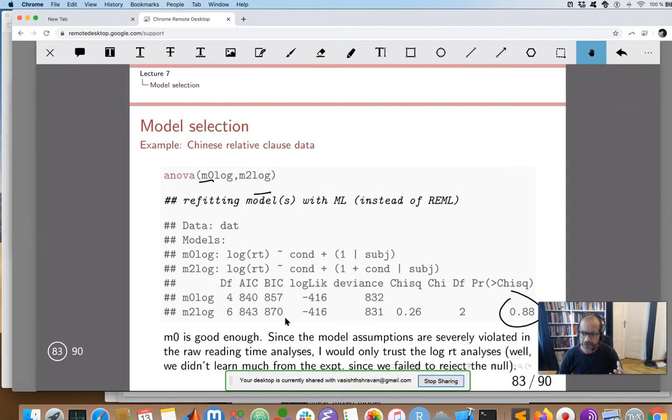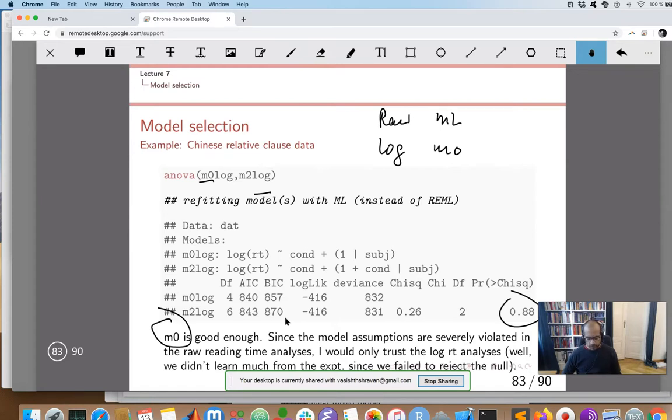This is a very different situation than when I was looking at the raw reading times. So you should be very confused at this point, because the conclusion from the log reading time model comparisons is that M0 is good enough, right? So on the raw scale, M2 was the best model, and on the log scale, M0 is the best model. What's going on, right? What is this mysterious difference between the two model comparisons?